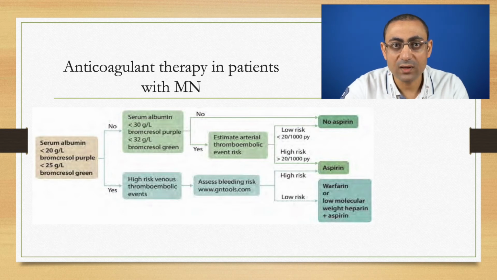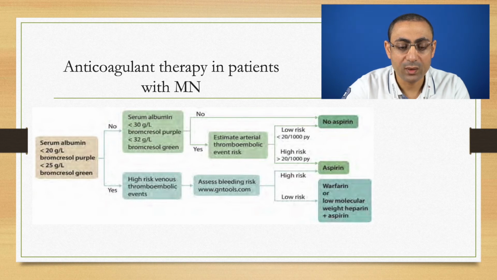For patients with serum albumin less than 20 and high risk for venous thromboembolic events, we will assess the bleeding risk. If the patient has serum albumin below 20 with high bleeding risk, we will give only aspirin. If low bleeding risk, we will give either warfarin or low molecular weight heparin plus aspirin.